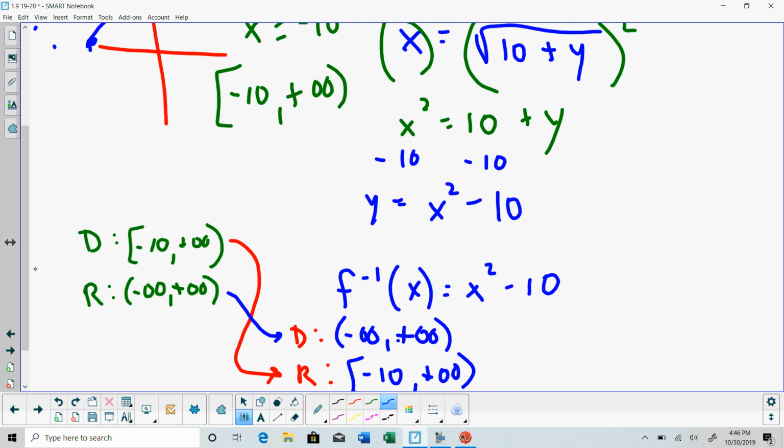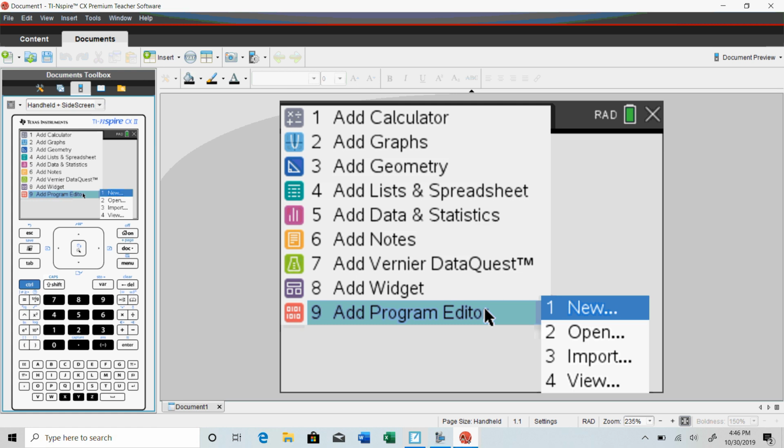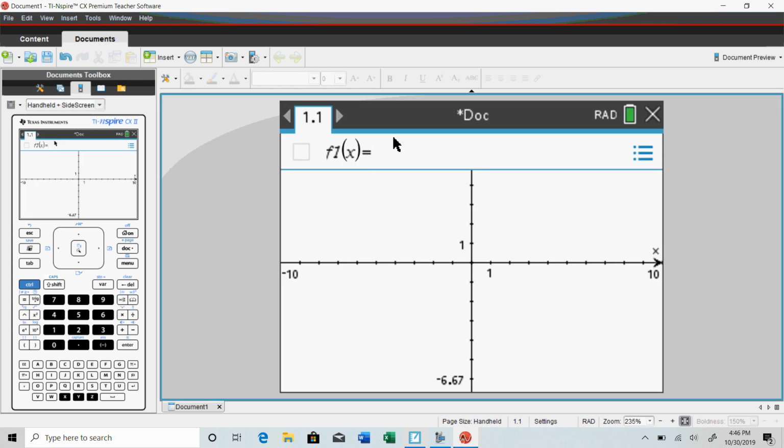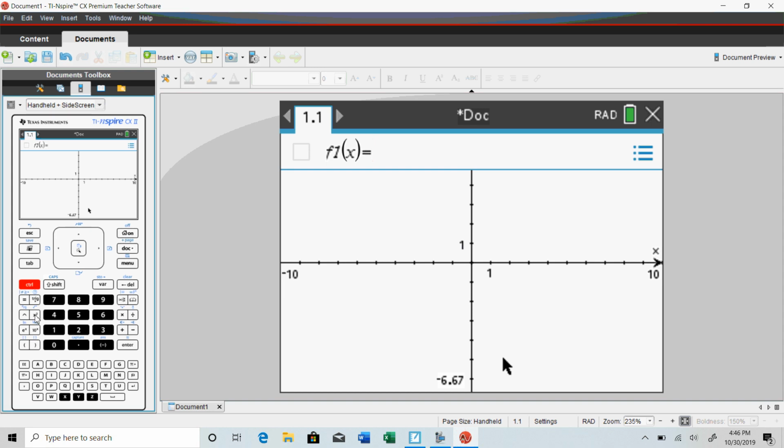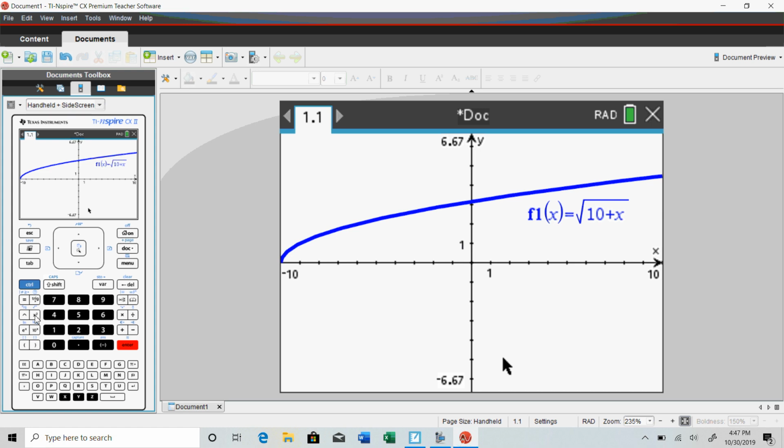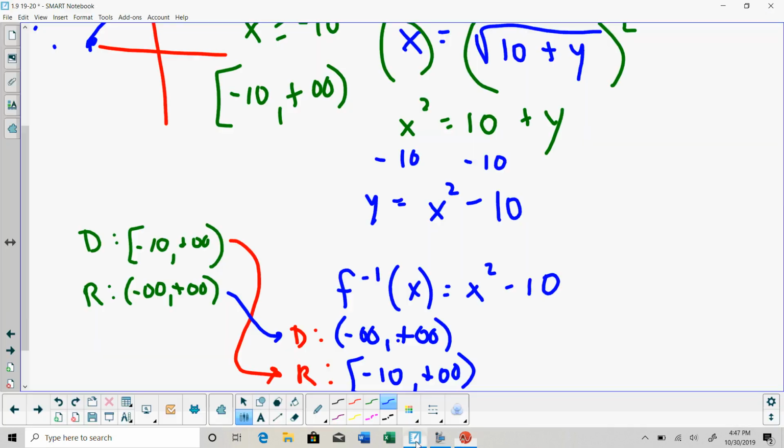Maybe you do too. So if I'm going to my graphing page and I'm going to do a graph, and I'm going to type in my parent function, which was square root of 10 plus x. There's that function. It's starting at negative 10, 0, and going up and to the right. So the domain is negative 10 to positive infinity, but the range is 0 to positive infinity. And I feel like I might have said that, but I wrote negative infinity to positive infinity. So I apologize for the blunder.